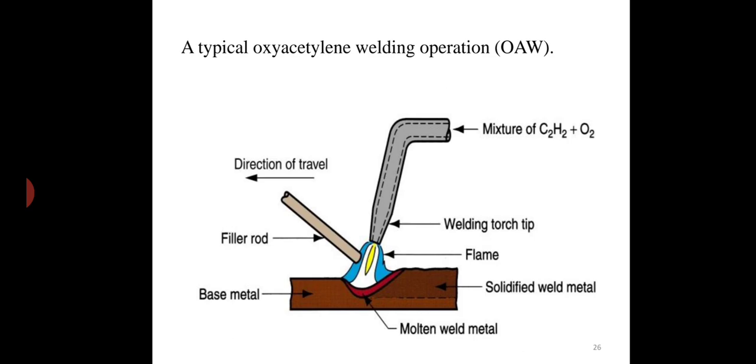You have a mixture of acetylene, that is C2H2, plus oxygen in the welding torch, and at the tip of the welding torch you will have the flame, similar to a gas stove, but with more temperature. And you can use filler rod materials, and the flame will be utilized for melting that filler rod material and also your base metal.